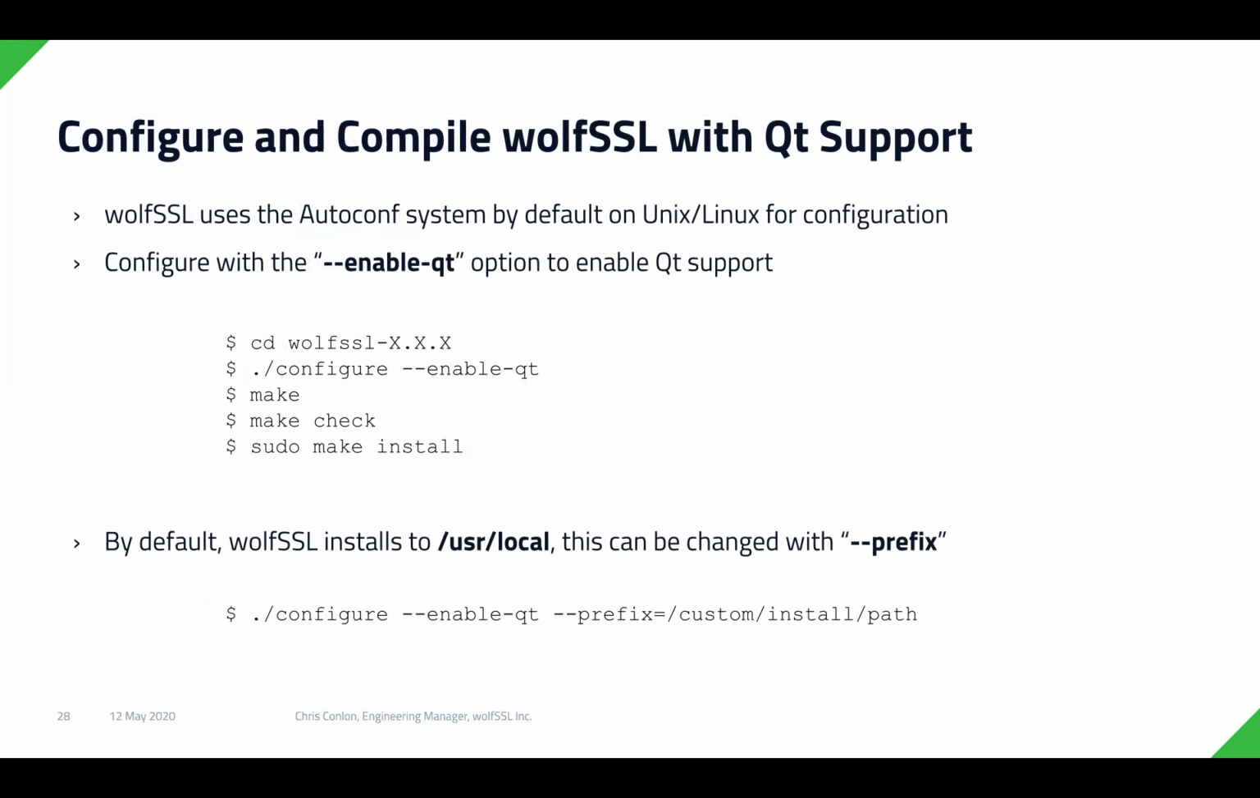Now that you have wolfSSL, we'll want to configure it with Qt support. wolfSSL uses the autoconf system by default on Unix Linux type systems for configuration, and so we've added a configure option called enable-qt, which will enable Qt support. You can see here we're doing that. We're running make to compile the library, running make check to run our built-in unit tests, and then installing the library with make install.